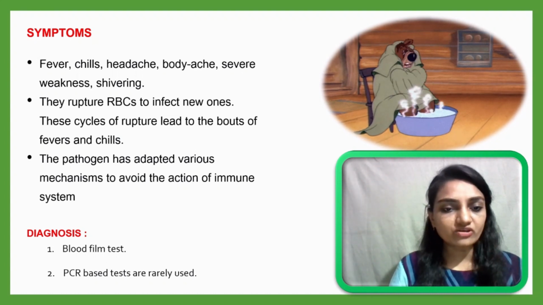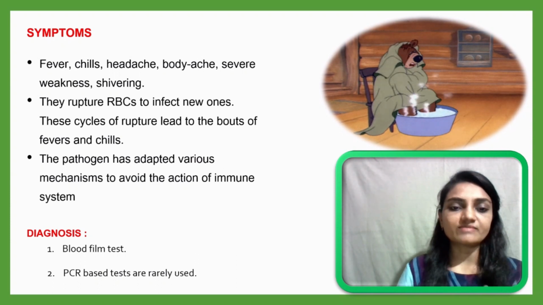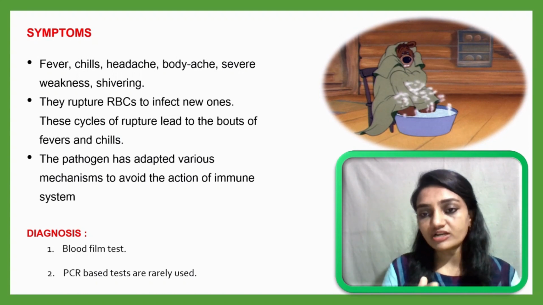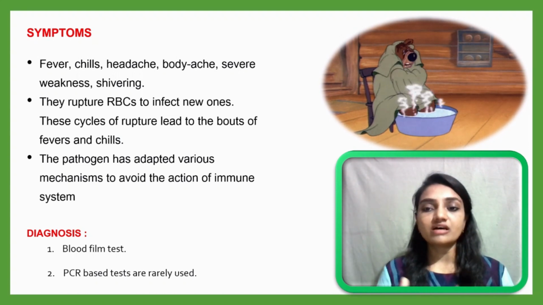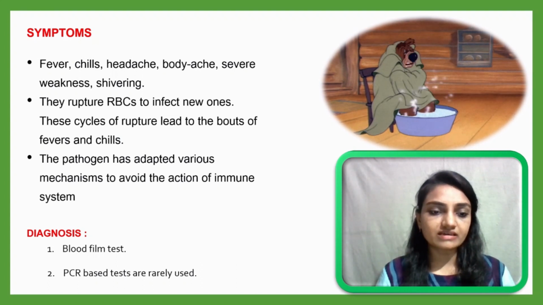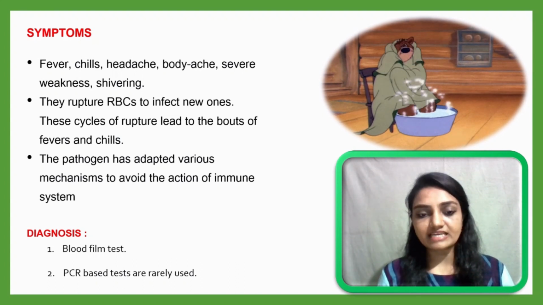The pathogen has adapted various mechanisms to avoid the action of the immune system. Plasmodium vivax and all types of Plasmodium are very strong at withstanding the immune system. Diagnosis occurs with the help of a blood film test. Then PCR-based tests are also sometimes helpful.